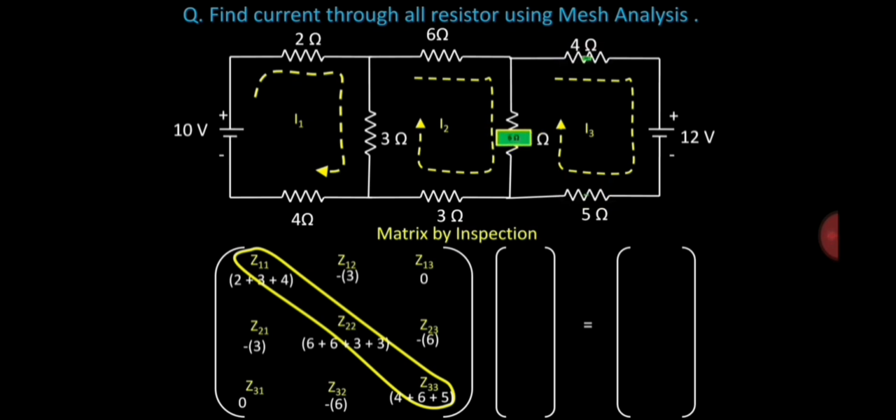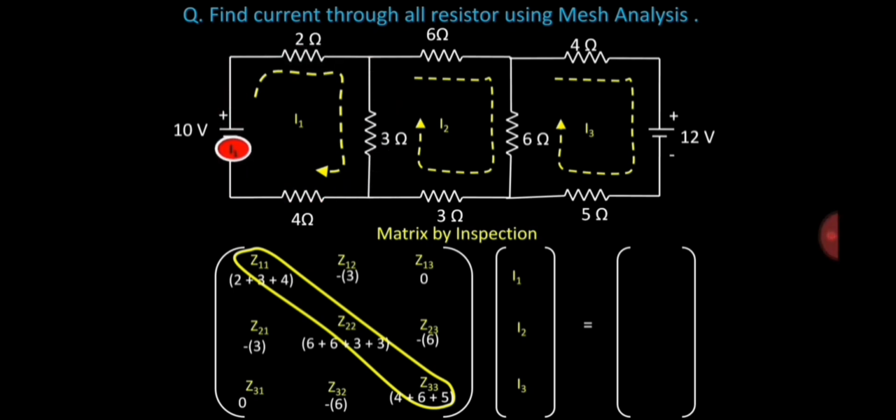Then you label the next matrix. You label I1 the first row and I2 for the second row and I3 for the third row. And for the results, across the equal sign, you will have to add the voltages in each individual loop. I1 will have the voltages in loop 1, I2 the voltages in loop 2, and I3 the voltages in loop 3.